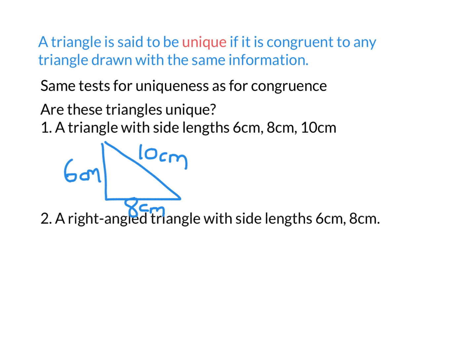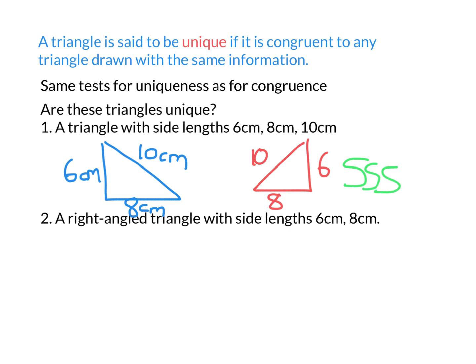Why is this triangle unique? Well, that's because if I were to draw any other triangle with side length 6, 8, and 10 centimeters, it would be congruent to that one. So if I try to draw another one like this, and then this is 10, 8, and 6, these two must be congruent by the SSS test. That's what I mean by using the same test for congruence as for uniqueness.